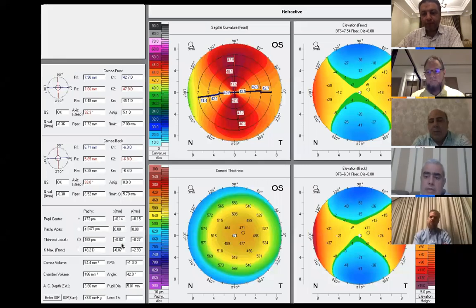One of the audience, Hossam, is asking, Dr. Hamdi is asking a very good question. This is a high astigmatic patient. Do you expect residual astigmatism? And if there is residual astigmatism, what will happen? Okay, this is great.